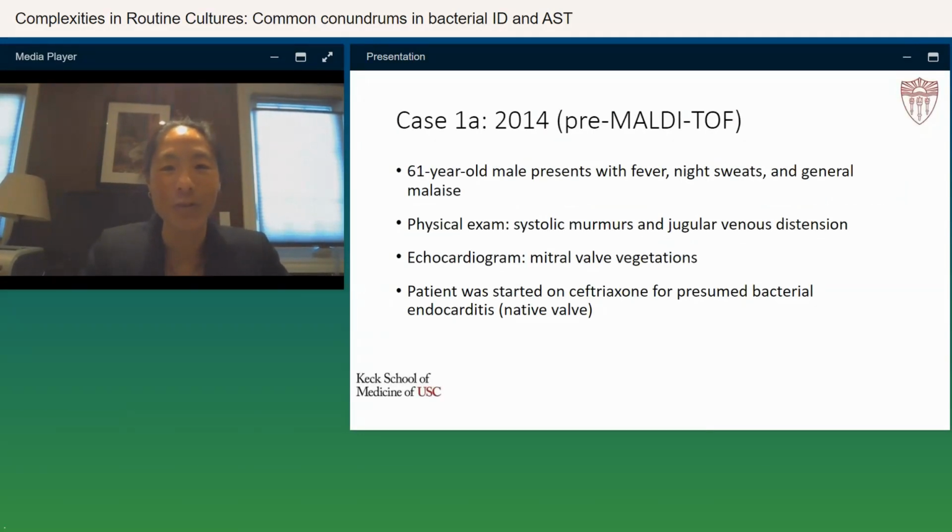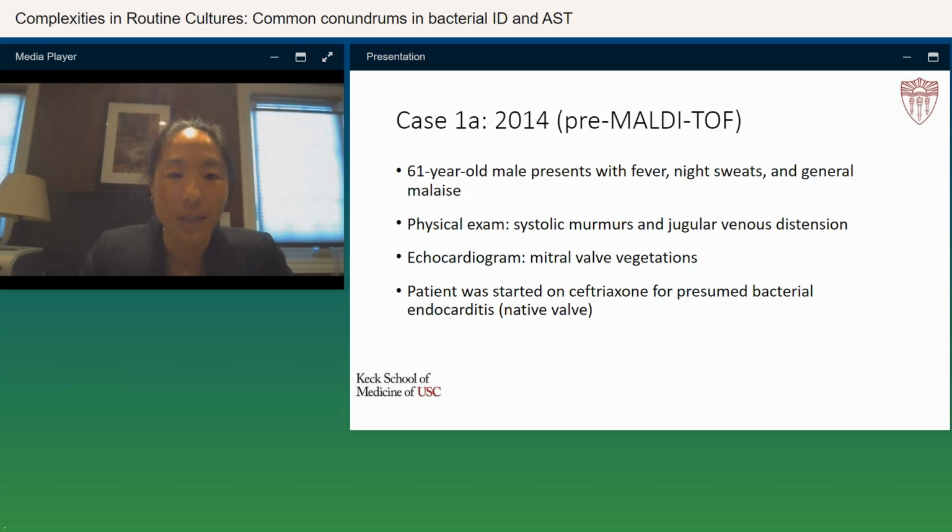So let's dive into our first case. This is actually two cases, one before implementation of MALDI-TOF and one after. This is the case from 2014, pre-MALDI-TOF implementation in our laboratory, at the LAC USC Medical Center. We had a patient, a 61-year-old male, who presented with fever, night sweats, and general malaise. The physical exam was notable on the cardiovascular exam for heart murmurs, systolic murmurs, and distension of his jugular vein that was really evident in the neck.